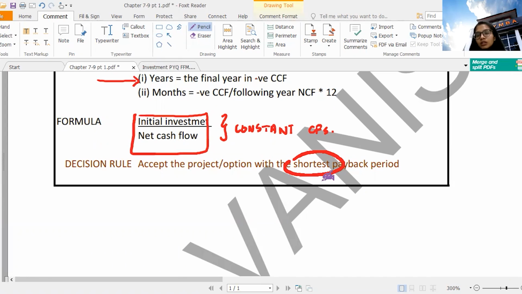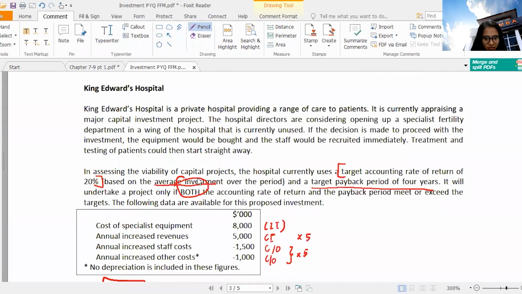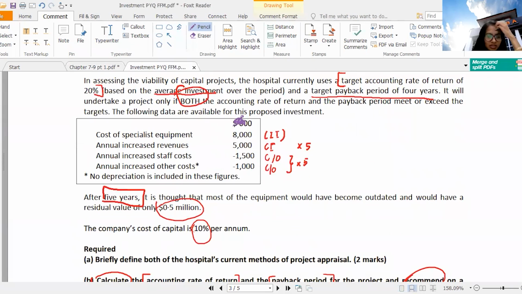Okay, now let's try to do the other question, the King's question. All right, here. So how will this now be different from the question that you have done just now? Of course it's very different because this is a payback period question. The formula is entirely different. But now my question is, how do you do it?